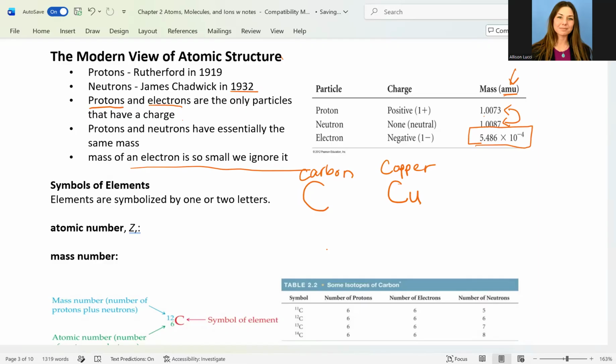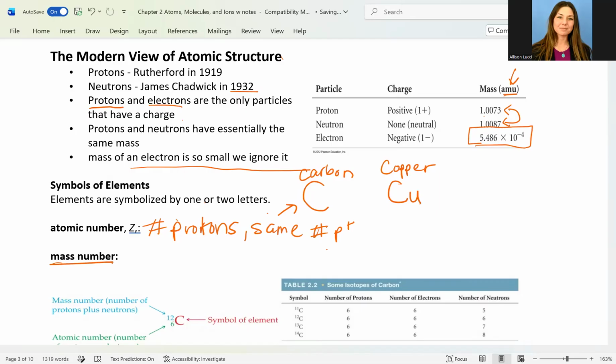So we have either a one or two letter symbol, and the first letter is always capitalized, the second is always lowercase. So we have these terms here: atomic number, or the Z number, which is the number of protons. So number of protons in our atom. And all atoms of the same type have the same number of protons. So same number of protons for all carbon atoms, but the mass number may be different depending on the number of neutrons in the specific isotope.